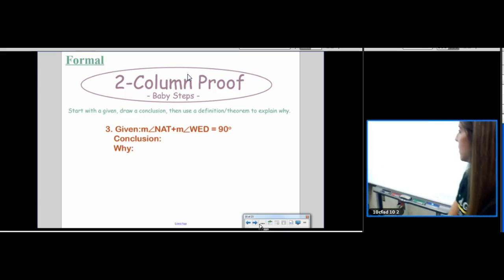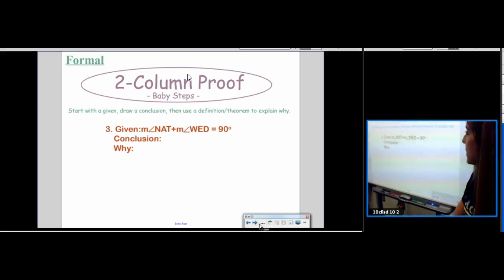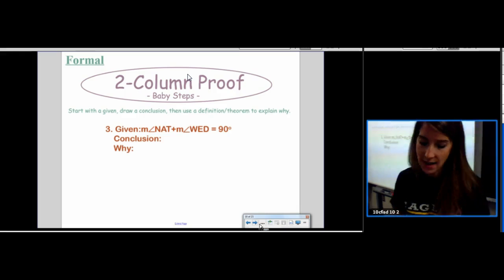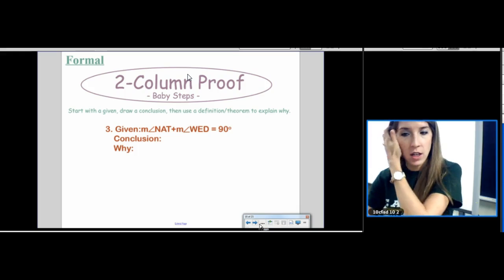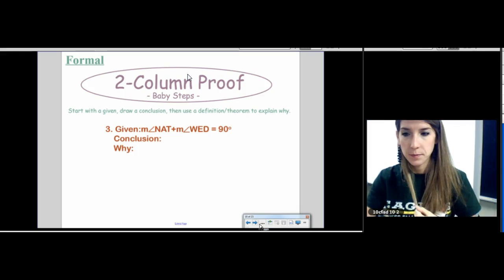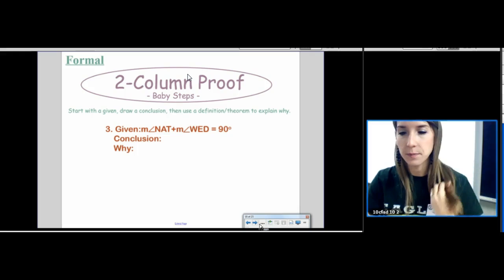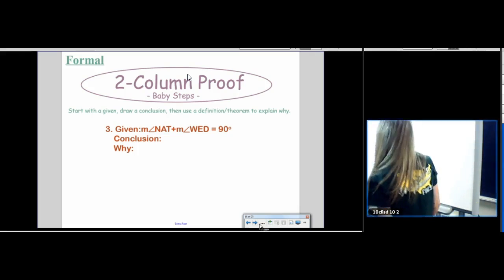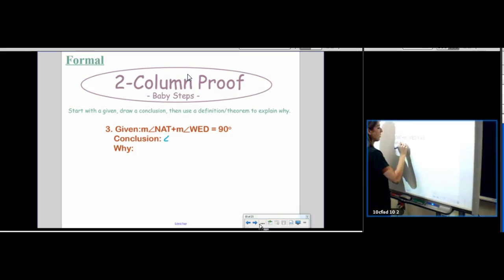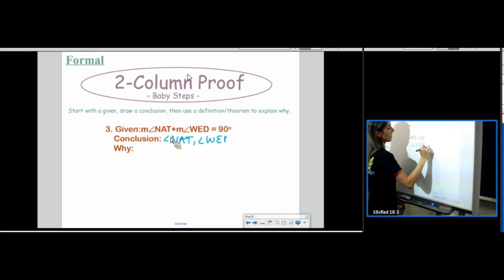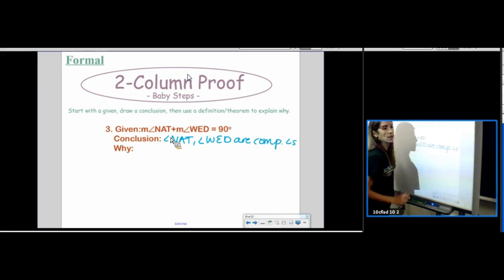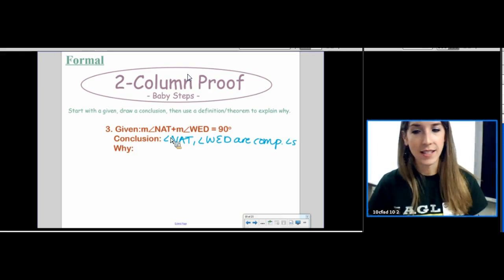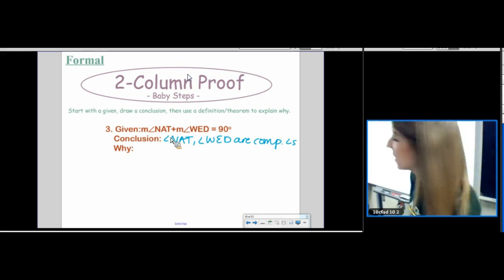Next one, given the measure of angle nat plus the measure of angle wed is 90 degrees. If that was handed to us, what would we conclude? Yes, Anas, good. We would conclude that angle nat and angle wed are complementary angles. And what is the y? This is not a theorem. Good. This is not a theorem this time.